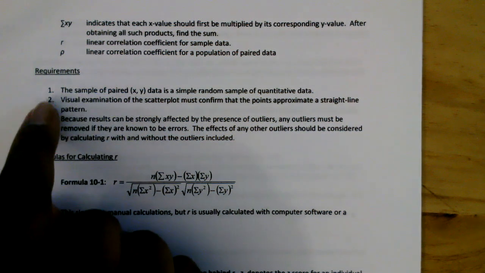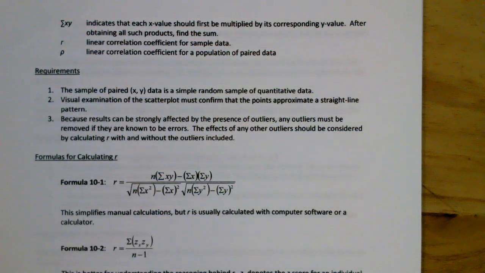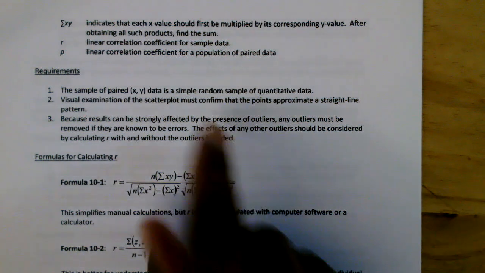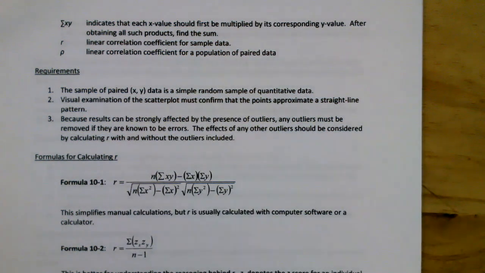Now, here are some requirements. There are 3 of them. One of them is that the sample paired xy data is a simple random sample of quantitative data. In other words, what we mean by simple random sample is that samples of the same size have an equal chance of being selected. Number 2, visual examination of the scatter plot must confirm that the points approximate a straight-line pattern.